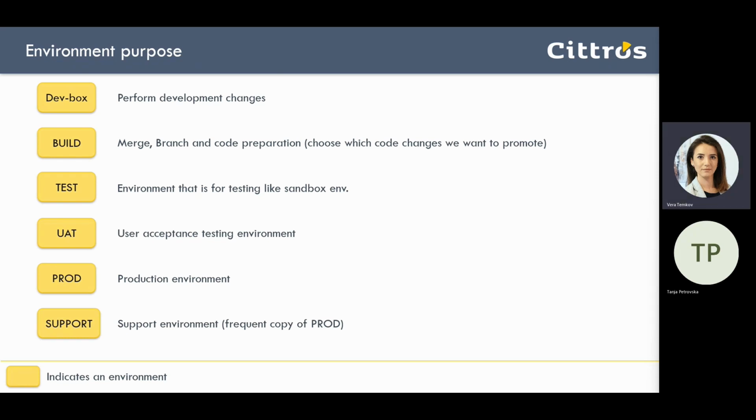The test environment is the environment like the sandbox for testing. Then, UAT, we have an environment for performing user acceptance testing. Then a production environment and a support environment, which is a frequent copy of production. Now that we have the environments here listed, do you know how to structure and track all of them?